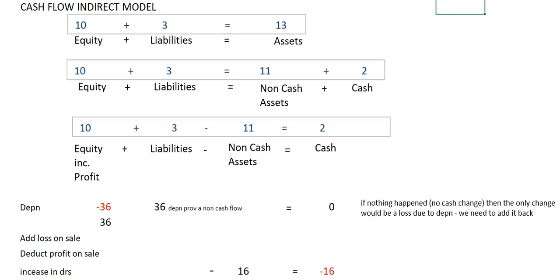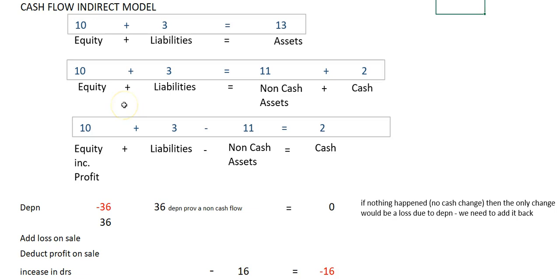This is just a brief introduction to the cash flow indirect model. We start with our simple accounting equation here, equity plus liabilities equals assets, and I've just put in some numbers here to show how it pans out.